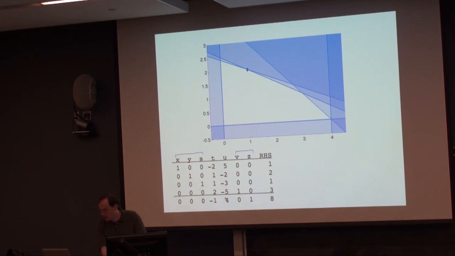What will wind up happening is, if we do the ratio test, we go through and divide the right-hand side by the entries here, what will wind up being tightest is this row, which tells us we can increase t by 1, and s will go out, right? So t will be in, s will go out, right? And it will wind up putting us at this point right here. Okay.